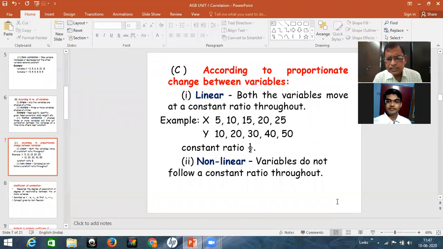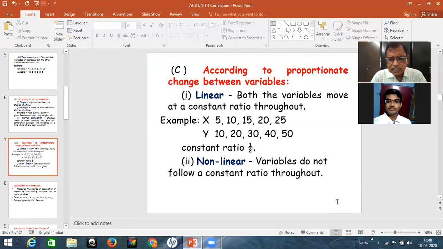Then the other classification is according to the proportionate change between the two variables. That is linear and non-linear correlation. That means when the values of both the variables are put on the x and y axis, and the corresponding points are put on the graph paper and joined, you will find a straight line. And that means a constant ratio is maintained between the two variables.